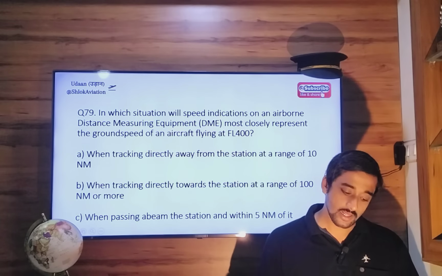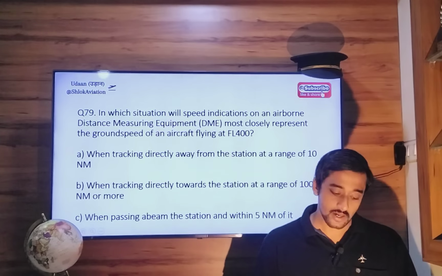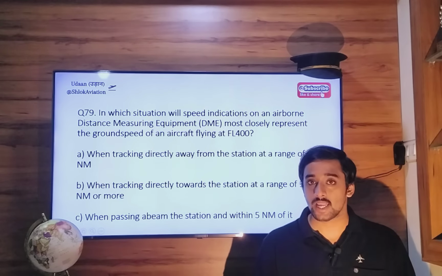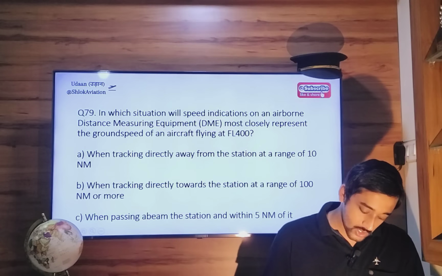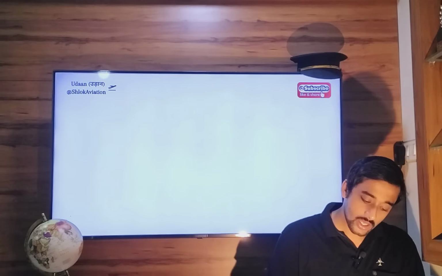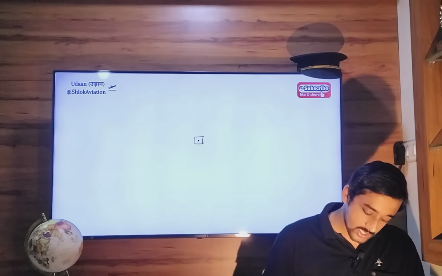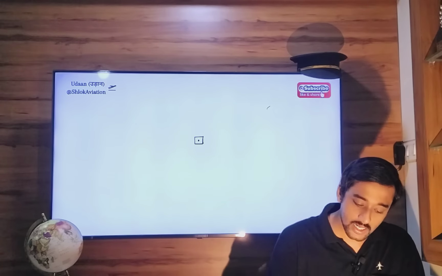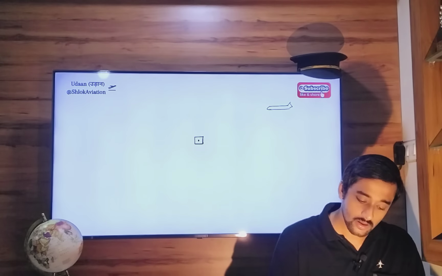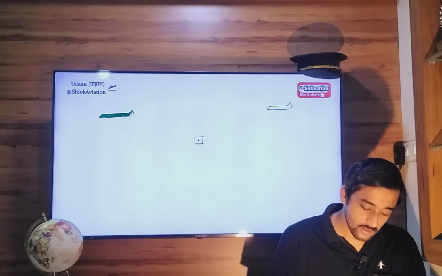In which situation will speed indications on an airborne DME most closely represent the ground speed of an aircraft flying at flight level 400? Ground speed indications are correct only when you are tracking directly towards the DME station or directly away from the DME station.